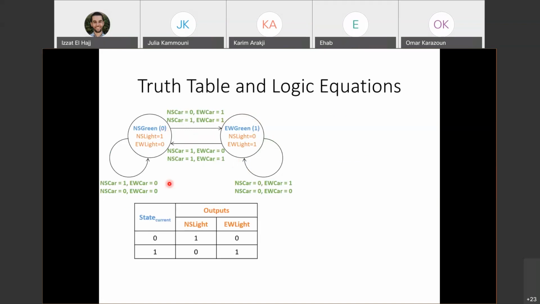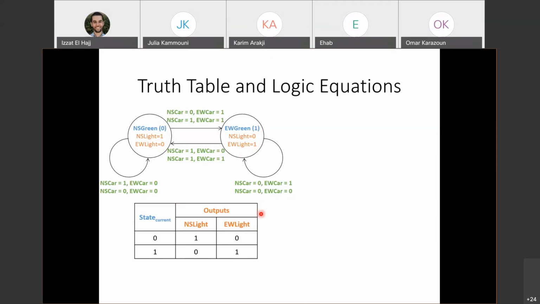So here I'm going to draw a truth table that has the current state and the outputs. And this truth table is going to represent my output function. Here what I'm saying is that if my current state is 0, then NS light is 1 and EW light is 0. Similarly, if my current state is 1, then NS light is 0 and EW light is 1. Okay? Any questions on how I got this truth table for the output function from the state diagram? Is that clear to everyone?